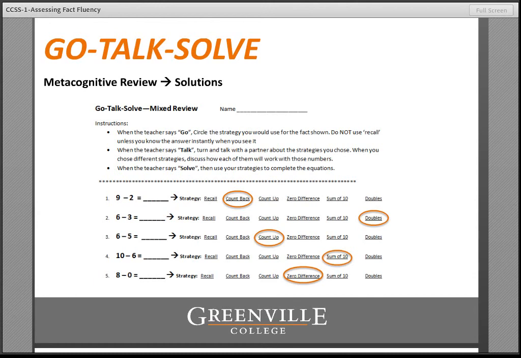So the children go through, and they can take their time to think through their strategy, and then the talk part is they turn to a partner and see how their strategies are similar or different, and they decide whether both of them would work well or if one has some advantages over the other. And then finally, when the teacher gives them the signal, they turn it over and they solve all of them, seeing which strategy off to the side they had decided that they would use.